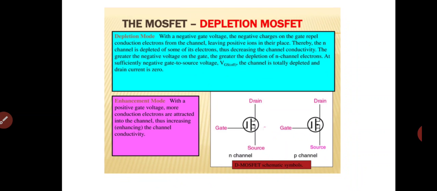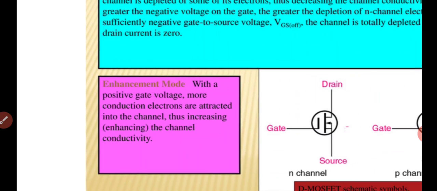So when the channel is repelled, there are no charged particles in the channel, then the charge does not flow from source to drain, and the output current is zero, and the MOSFET is totally off. So it's a depletion type MOSFET.